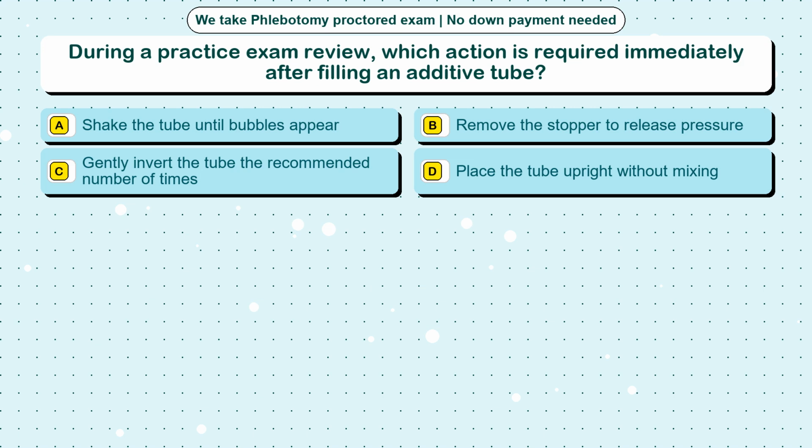Question 1. During a practice exam review, which action is required immediately after filling an additive tube? Option A. Shake the tube until bubbles appear. Option B. Remove the stopper to release pressure. Option C. Gently invert the tube the recommended number of times. Option D. Place the tube upright without mixing.